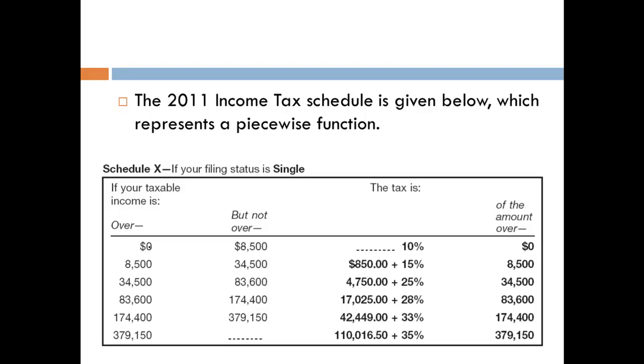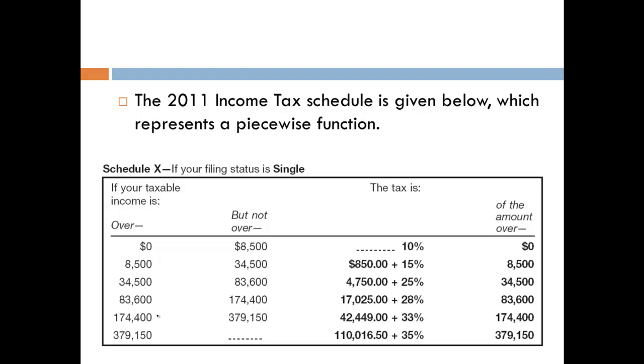For instance, if you made an income somewhere between $0 up to and including $8,500, then you owe 10% tax on that. If you had an income over $8,500 up to and including $34,500, then your tax is actually $850 plus 15% of whatever you made over that $8,500. And it continues, so each row in this table fills in another piece of the tax formula.